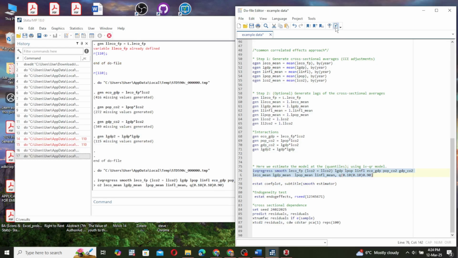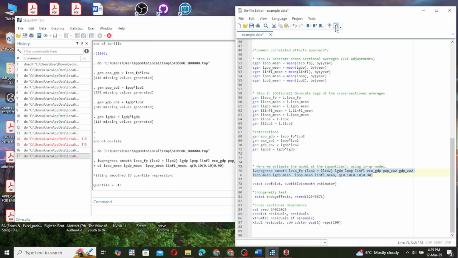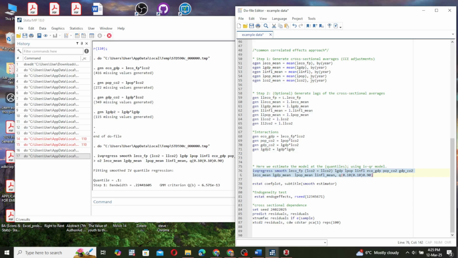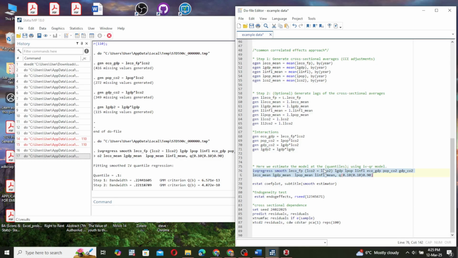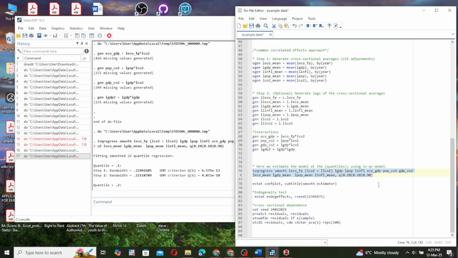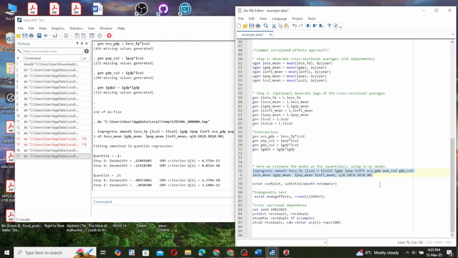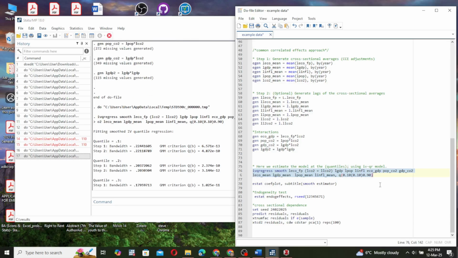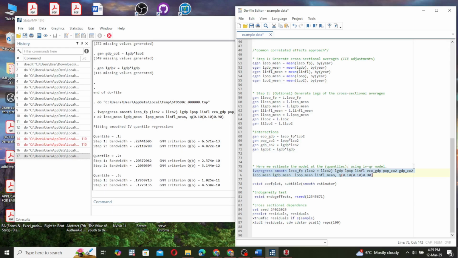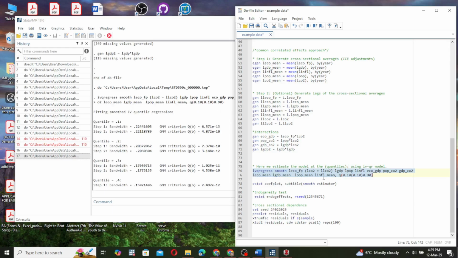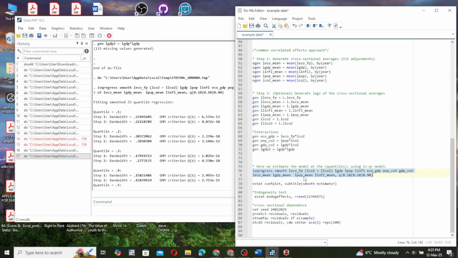And so we use the command ivqregress for that. Our instrument is the first lag of carbon dioxide emissions. Then our quantile range is from the 10th quantile to the 90th quantile. So as you can see, you have our independent variables, our interaction effects here, and then the averages of the independent and dependent variables.